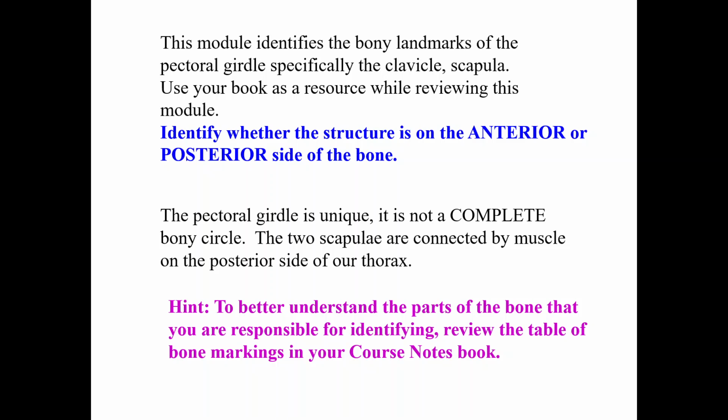All right, so we're going to look at the bones of the pectoral girdle. Just a few hints. When you're looking at bones, always identify whether the structure of that bone is on the anterior or posterior side. So get your orientation. The pectoral girdle, which we're going to talk about, is unique because it is not a complete bony circle, unlike the pelvic girdle.